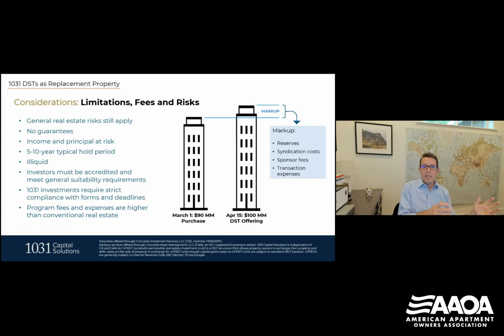DSTs are illiquid until the property is sold or until 12 months after a 721 UPREIT conversion. Investors must be accredited and meet general suitability requirements. We typically rely on the net worth test under SEC regulations, which requires an investor to have a net worth of at least $1 million, excluding their home. 1031 investments require strict compliance with forms and deadlines. And as we just discussed, program fees and expenses, of course, are higher than conventional real estate.